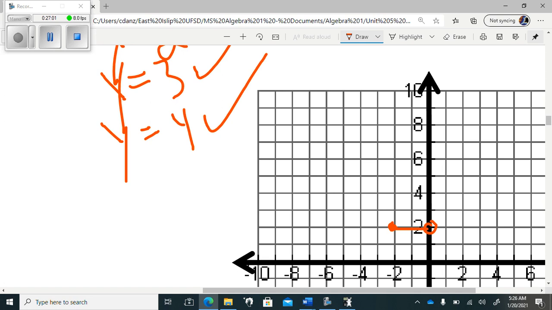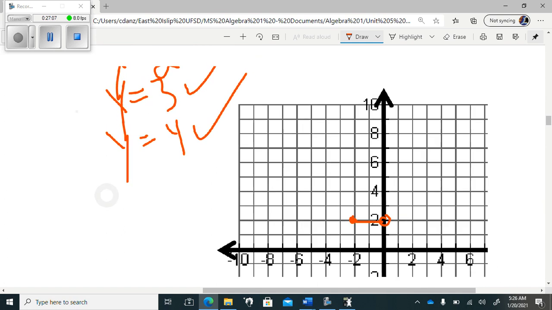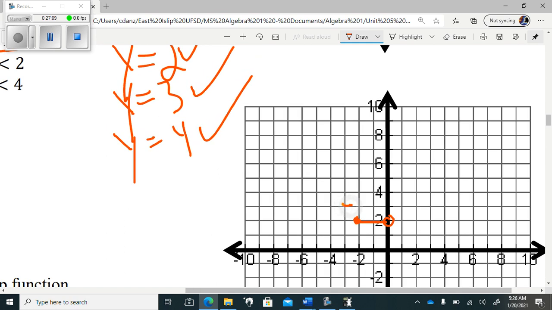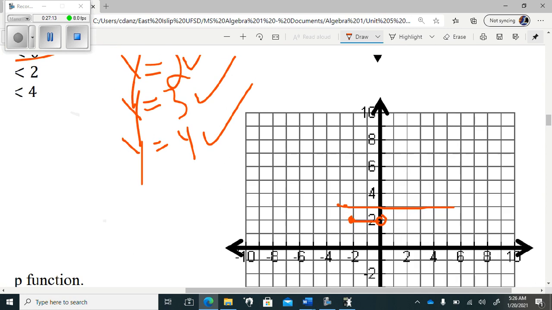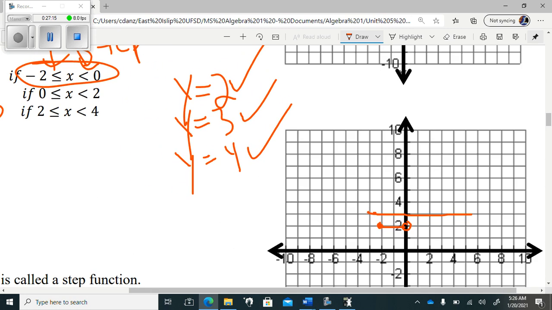The next piece was a horizontal line at 3, but it doesn't exist everywhere. Like if I draw this horizontal line, I know I'm going to have to erase some of the stuff that's above the horizontal line that's already there. It exists from 0 to 2. Here's where x is 0. Here's where x is 2. You can erase the other pieces of the line.